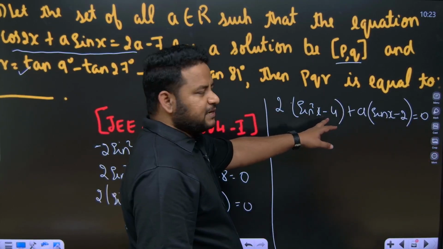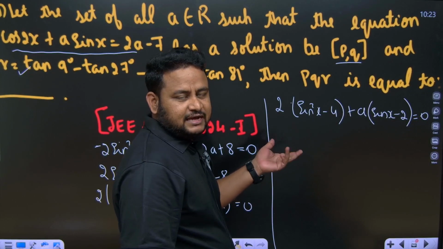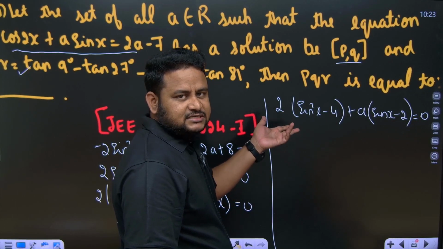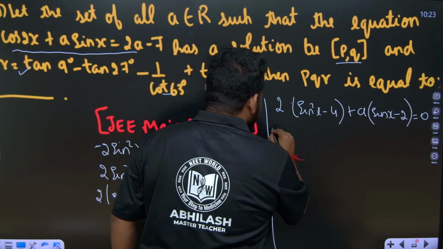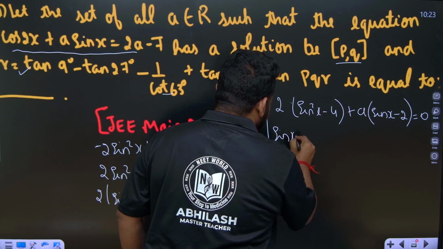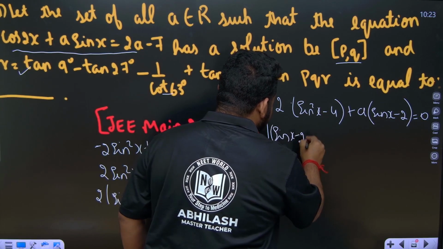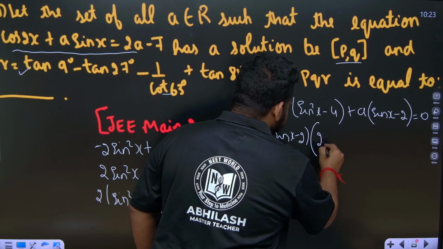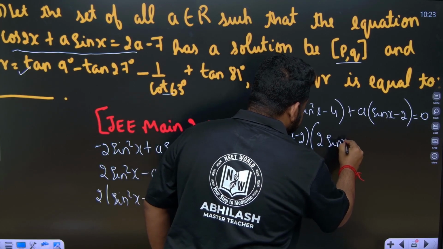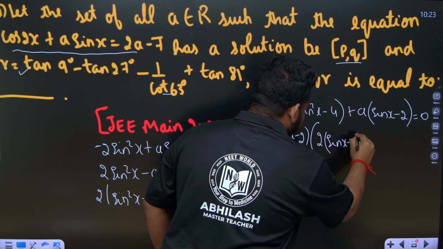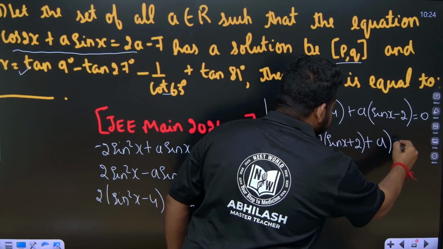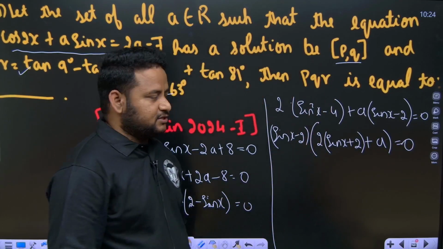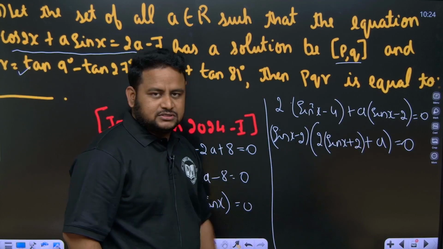So sin square x minus 4, that is a square minus b square, further I can write it as sin x minus 2 into sin x plus 2. So sin x minus 2 I will take common, okay. So this will become what, friends? This will become 2 times sin x plus 2, plus a is equal to 0. Now sin x minus 2 is equal to 0, that means what?